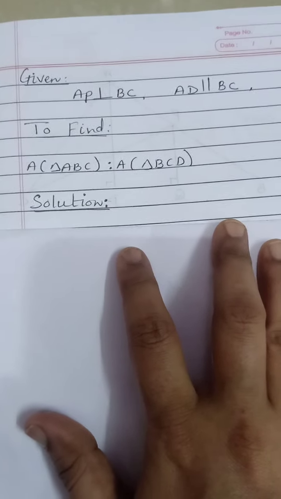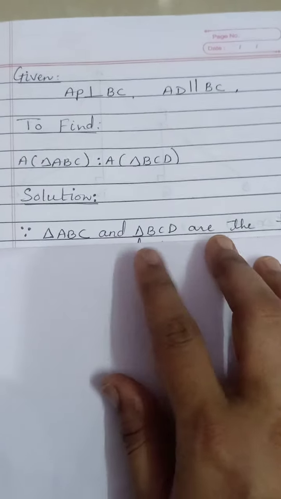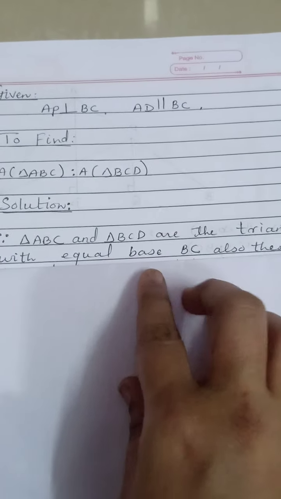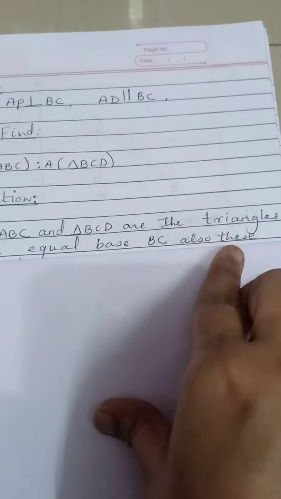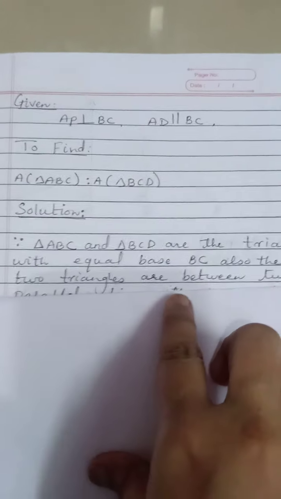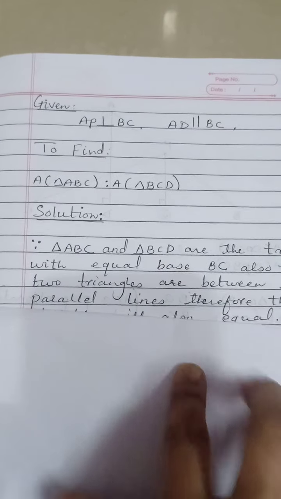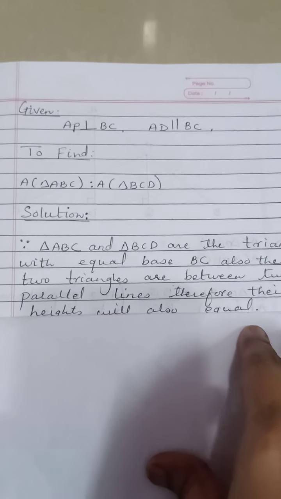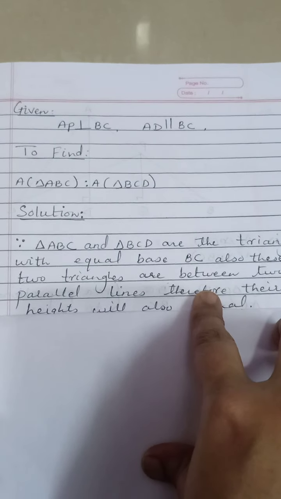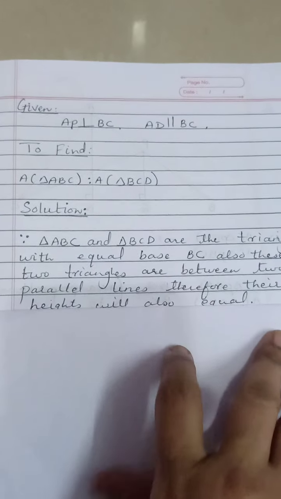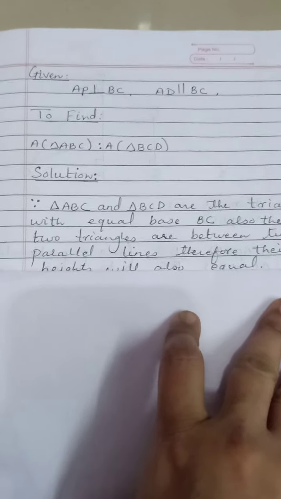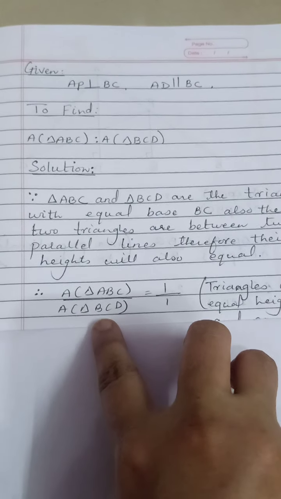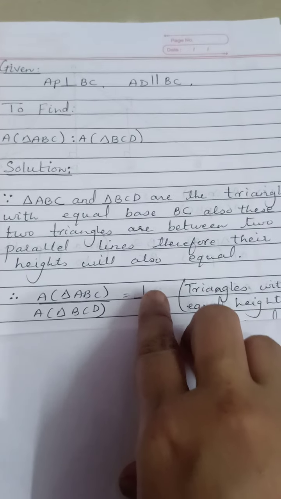Now we'll see what statement we have to write. Triangle ABC and triangle BCD are triangles with equal base, that is BC. Also, these two triangles are between two parallel lines. Therefore, their heights will also be equal. Because of this, both triangles have equal base and equal height. Therefore, the ratio of their areas will be 1/1. So area of triangle ABC upon area of triangle BCD is equal to 1/1.